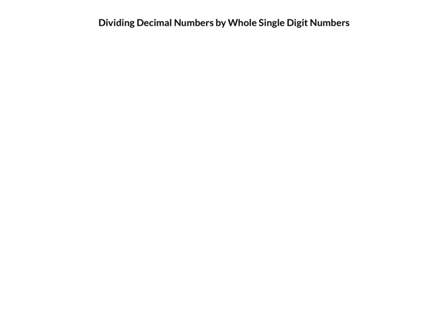In this video, we are looking at dividing decimal numbers by whole single-digit numbers. To do this, we're first going to look at what we remember. Before we look at dividing decimal numbers, we're going to look at a three-digit whole number divided by a single-digit whole number. In this case, it's 159 divided by 4.